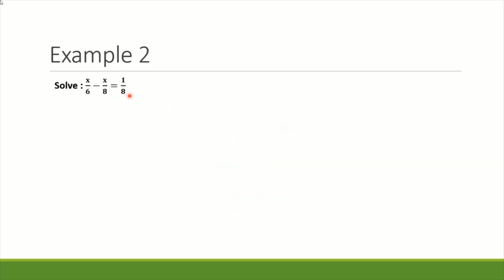So let's look at an example. Now with this one, you can add it or subtract it as is if you want, but you might not like fractions. So what you could do first is you can get rid of the fractions. So to get rid of the fractions, you want to multiply everything by the LCD. And you can do that because it's an equation. Whatever you do one side, you can do to the other side.